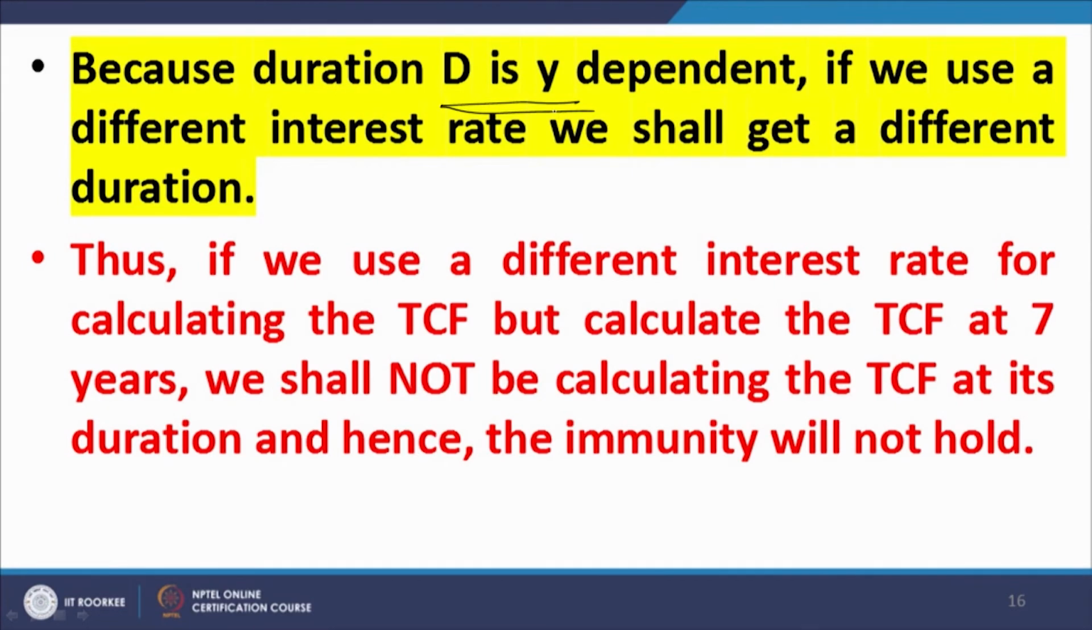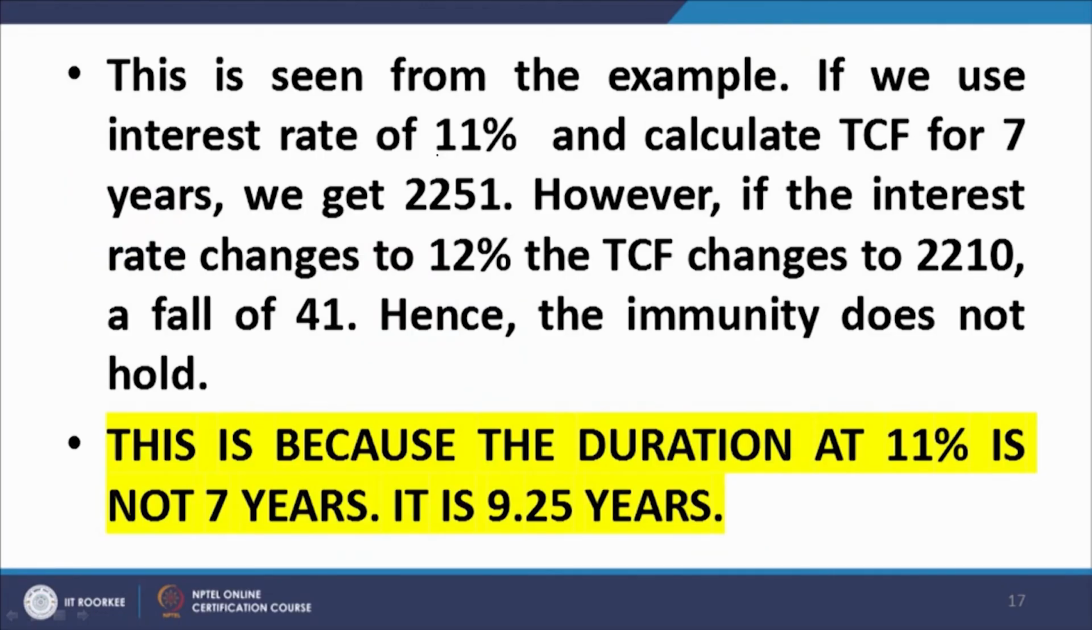Thus, if we use a different interest rate for calculating the total cash flow, but calculate the total cash flow for t equal to 7 years, we shall not be calculating the total cash flows at the duration, and hence the immunity will not hold. This is seen from the example. If we use the interest rate of 11% and we calculate total cash flows for 7 years, we get 2251. However, if the interest rate changes to 12%, the TCF changes to 2210. That is a change of 41 money units.